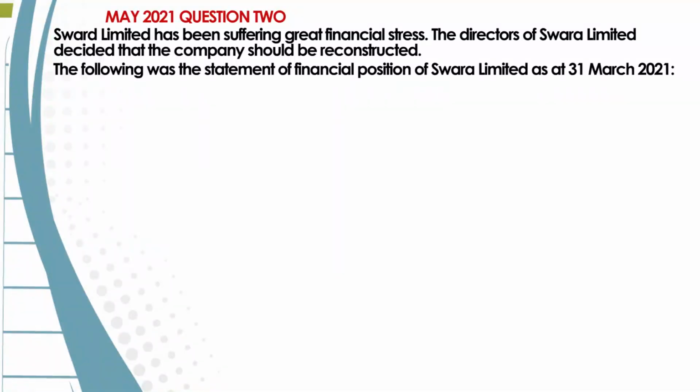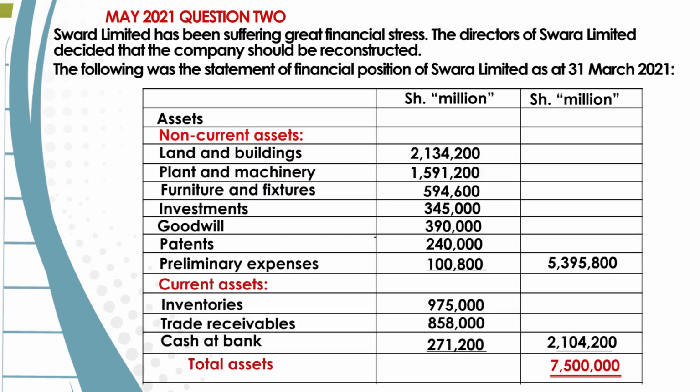So we are told Swara Limited has been suffering great financial distress. The directors of Swara Limited decided that the company should be reconstructed. The following was the statement of financial position of Swara Limited as at 31st of March 2021. So we have the non-current assets, which include landed buildings, plant and machinery, furniture and fixtures, investment, goodwill, patent, preliminary expenses. And then we have current assets, which include inventories, trade receivables, cash at bank. And then we have the total assets.